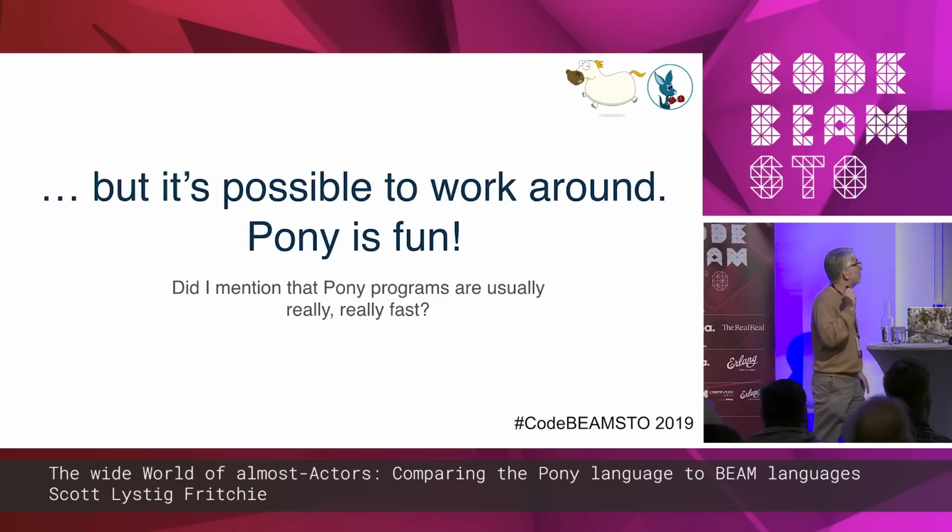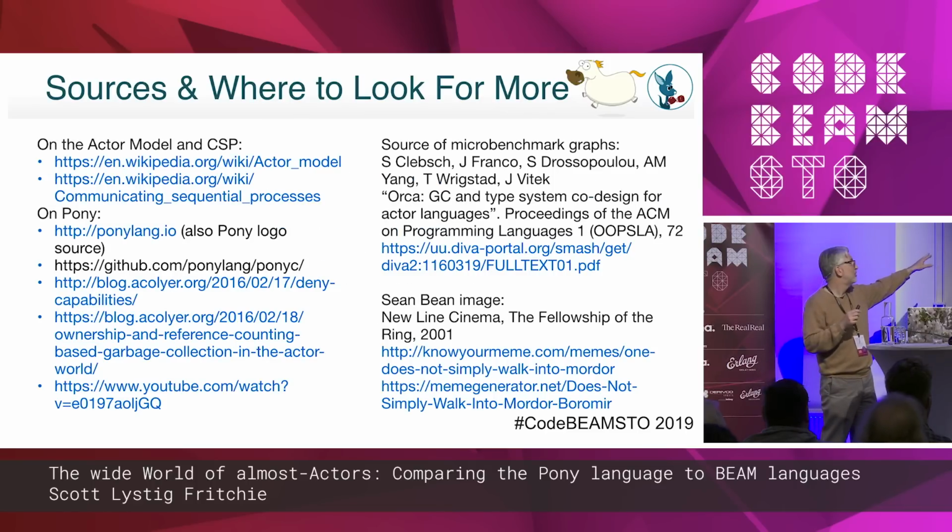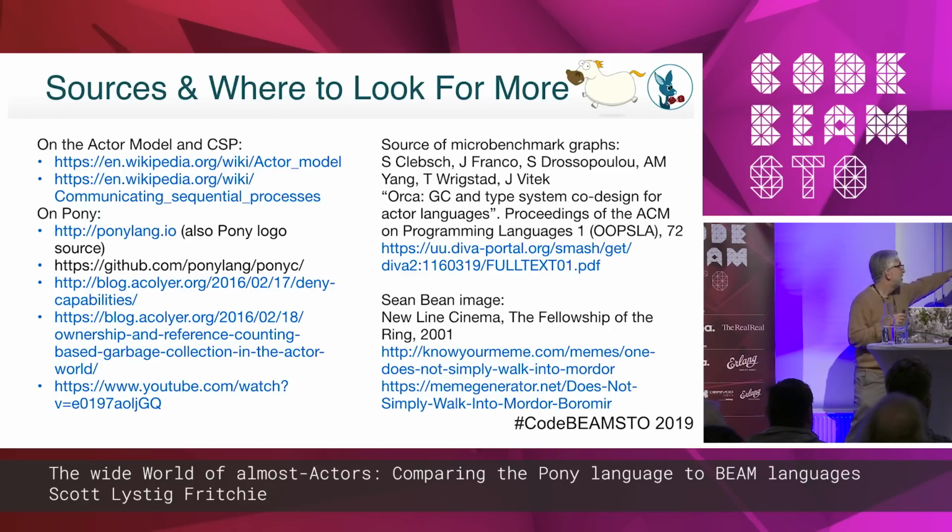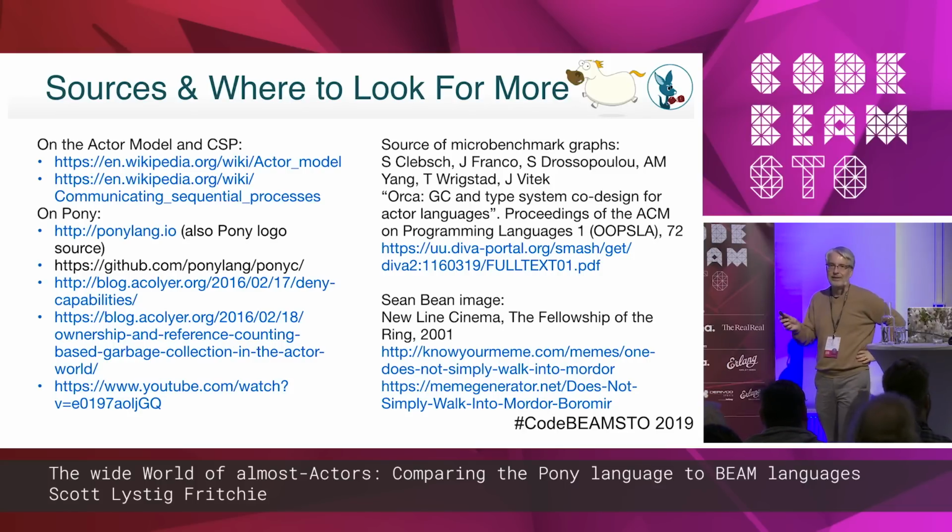I have a lot of references for the actor model, communicating sequential processes, and then links about Pony itself. Go to ponylang.io, not .com or .org or something like that. And then there are blogs from Adrian Colyer, who has summaries of the papers that talk about the Pony garbage collecting protocol and related stuff.